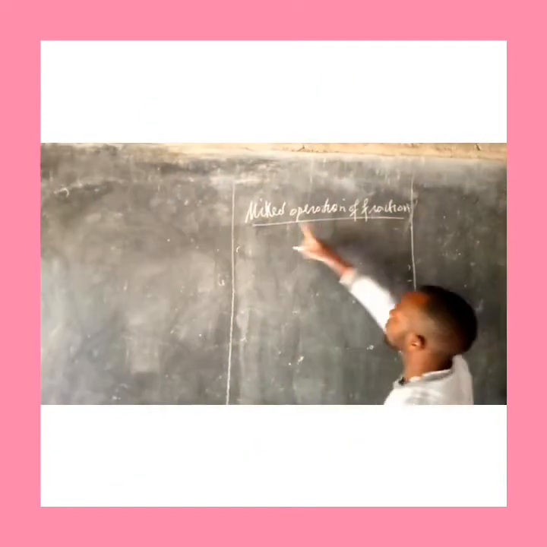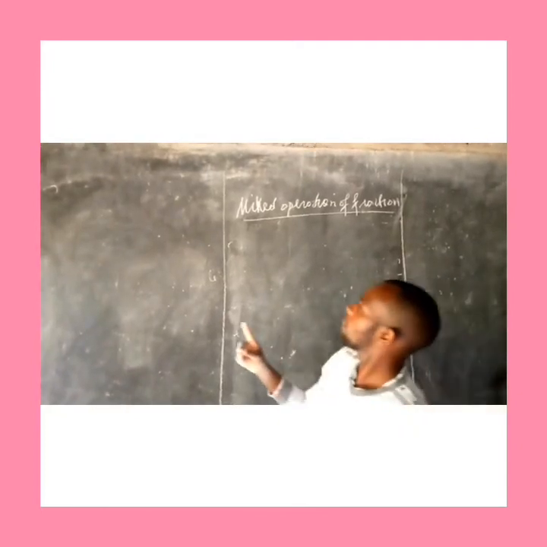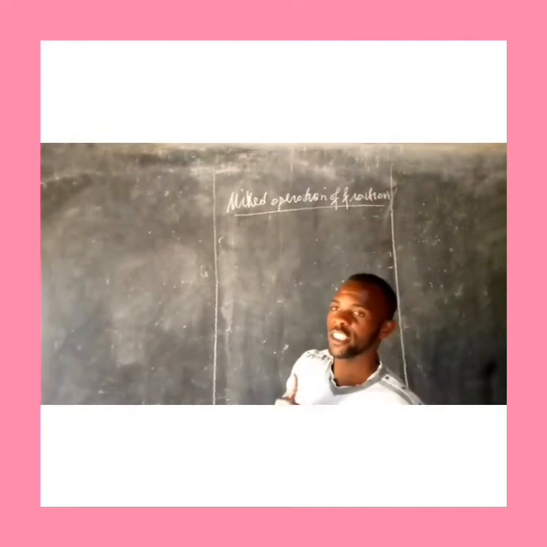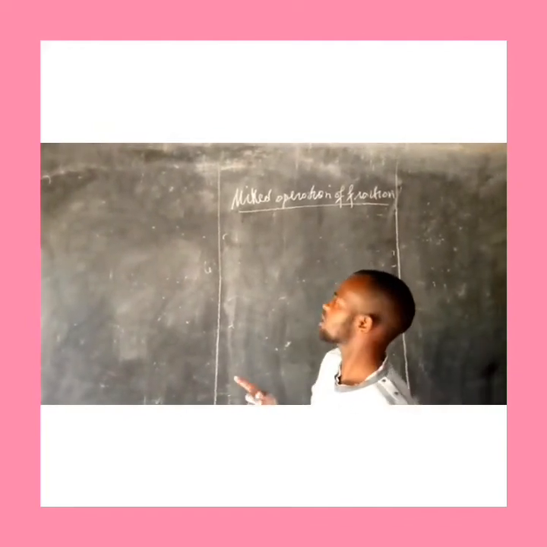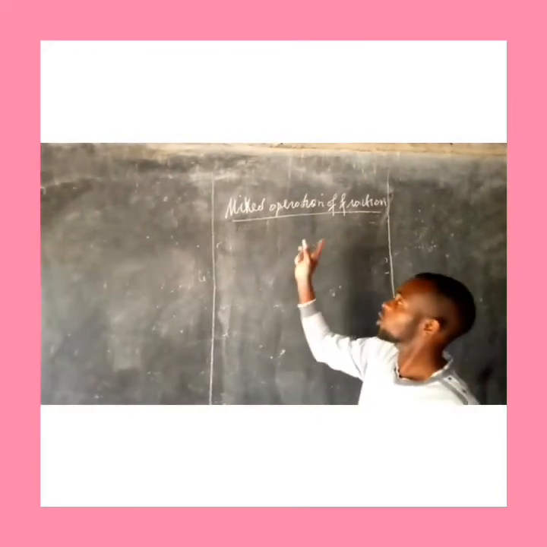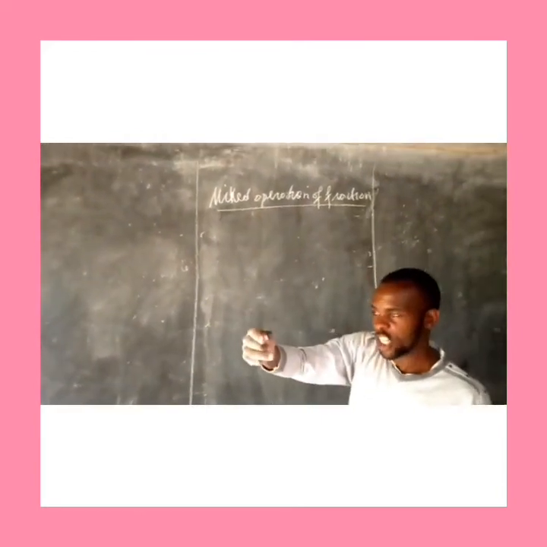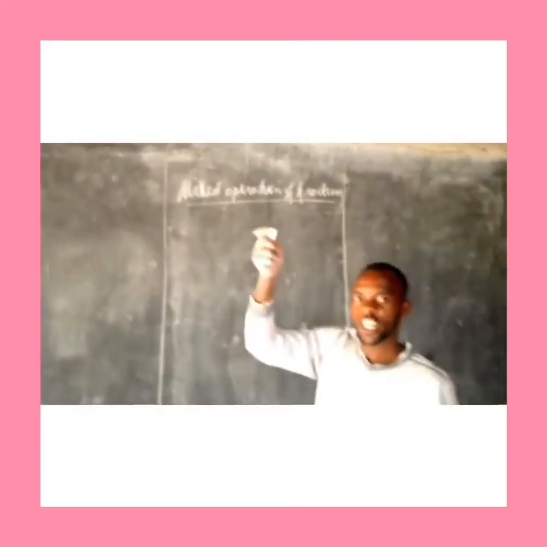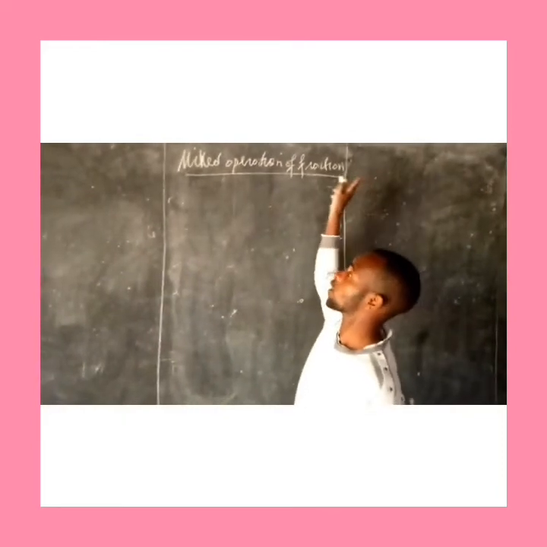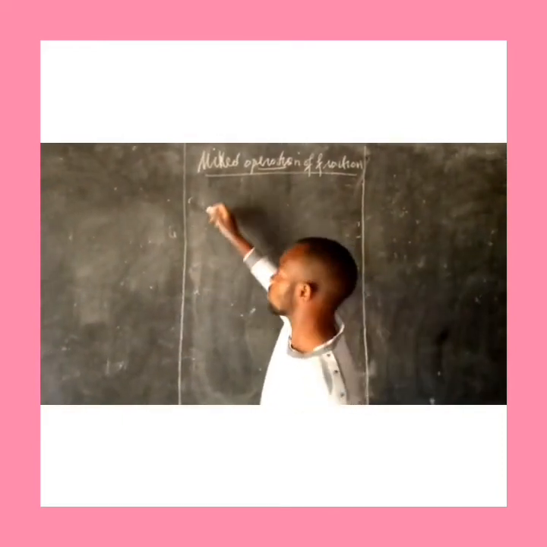So now, about a mixed operation of fractions, it means that if a fraction involves more than one operation, you have to use the following rules. Means that you have addition, multiplication, division, and subtraction, a single expression where you have many operations. Means that you use the following rule: the rule of BODMAS.